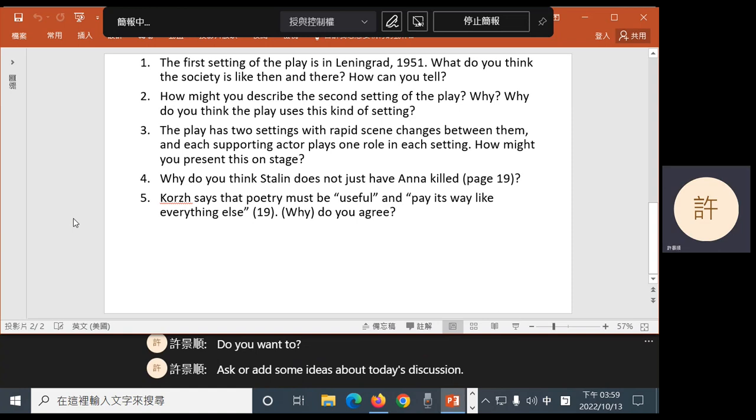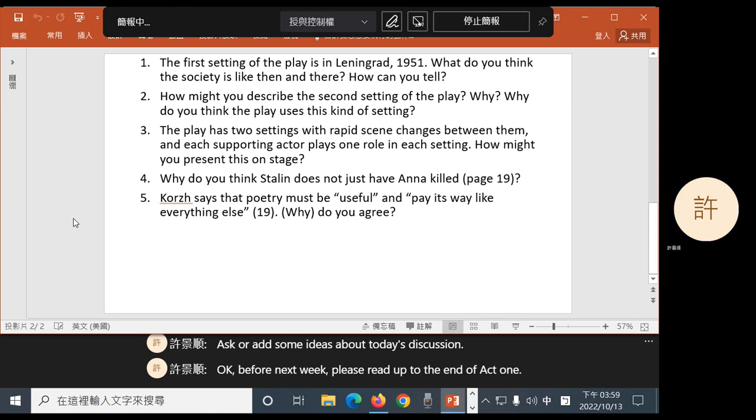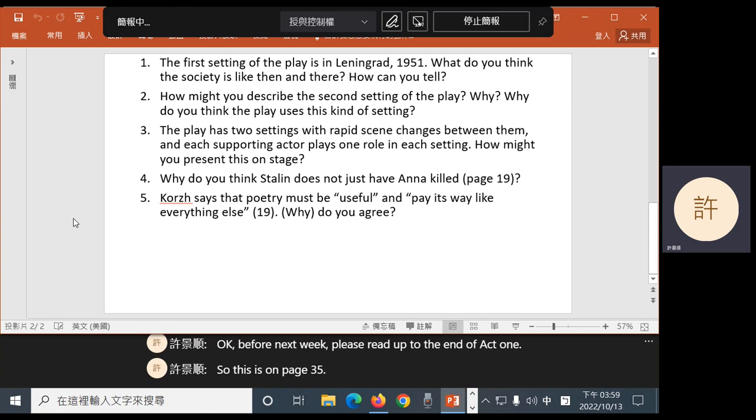Okay, before next week, please read up to the end of Act 1. So this is on page 35. Okay, so we have a little time left. Let's take a closer look at the play.